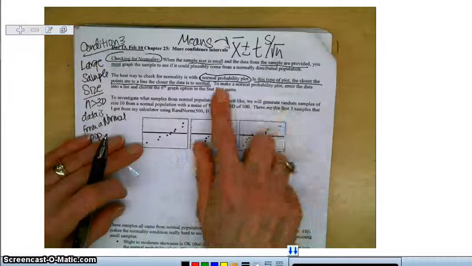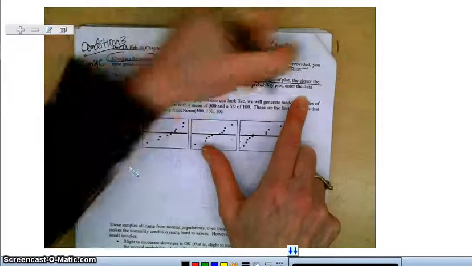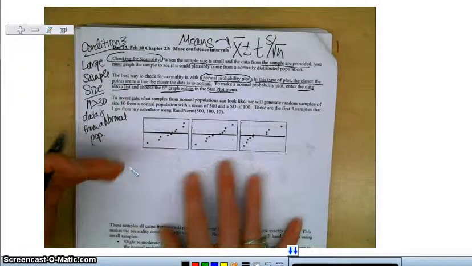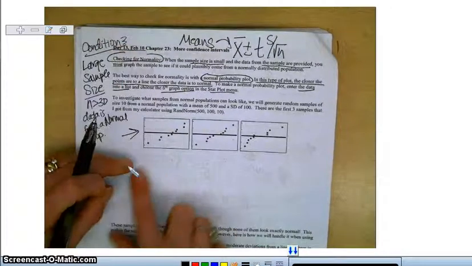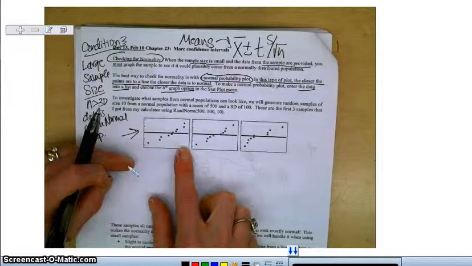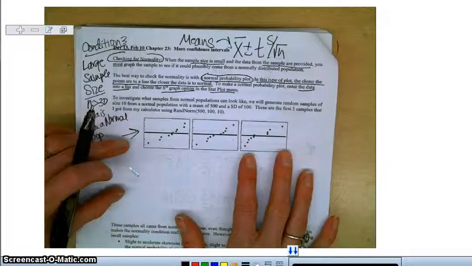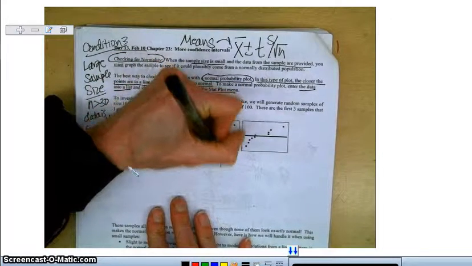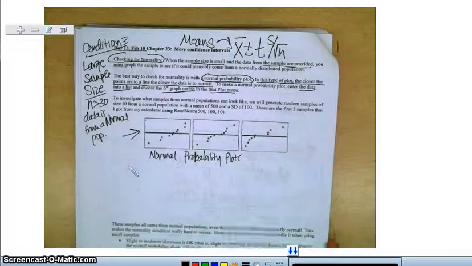To make a normal probability plot, enter the data into a list and choose the 6th graph option in the stat plot menu. Here are just some sample graphs of normal probability plots. We'll do it on our calculator in the example, so don't worry about finding it right now.